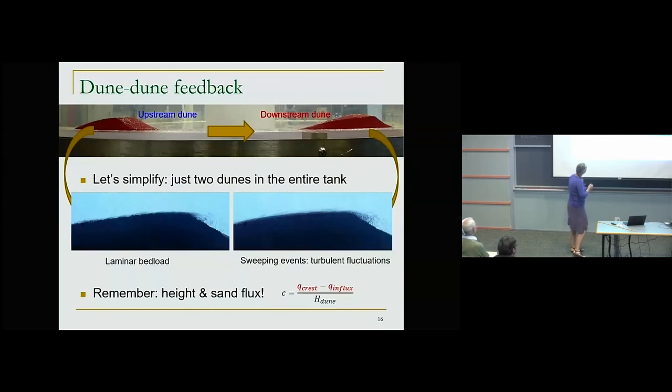But you get these turbulent sweeps. And that is because this downstream dune is actually feeling the effects of the upstream dune. So it's not only simple geometry, it's also fluid dynamics that's important.